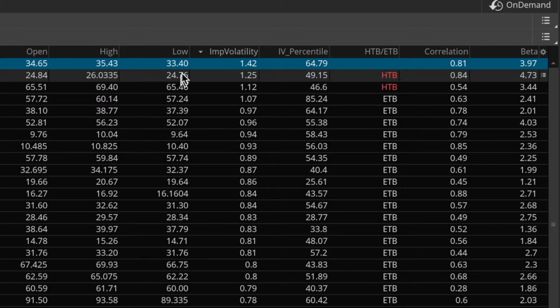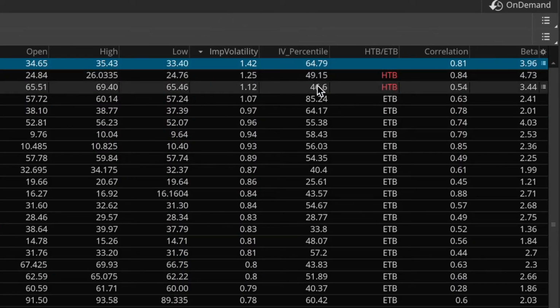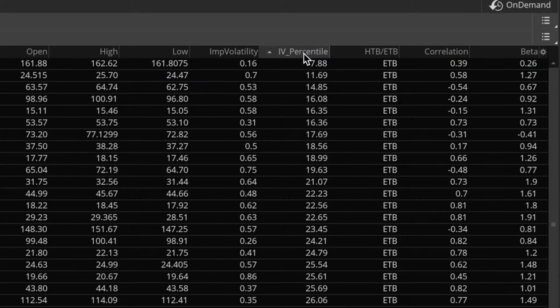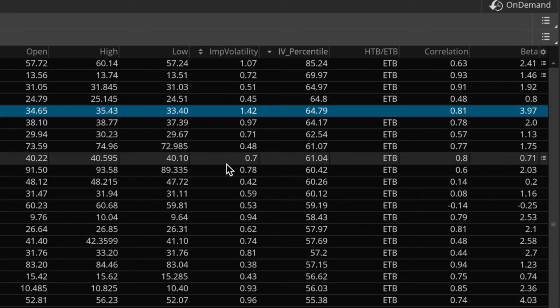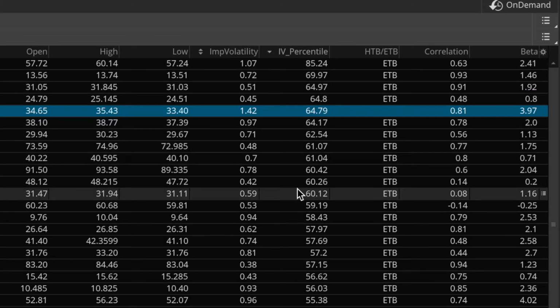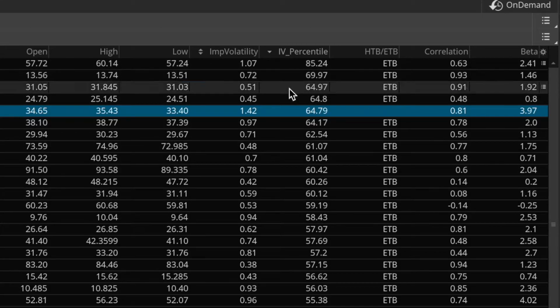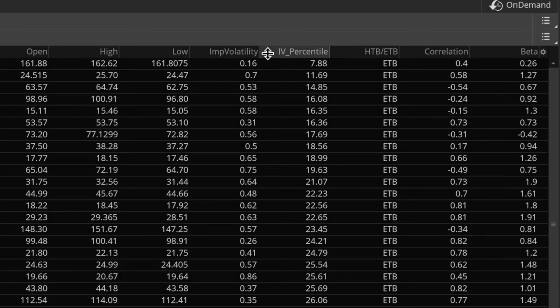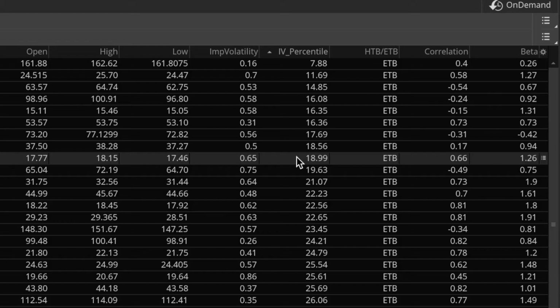But again, just like implied volatility, I can sort my entire list based on the IV rank. And then now I can very easily see all the stocks in descending order, which perhaps have the best setups for option selling strategies, or if I sort them based on ascending order, and therefore all the IV ranks are now very, very small, then these stocks would be the best possible candidates for option buying strategies.